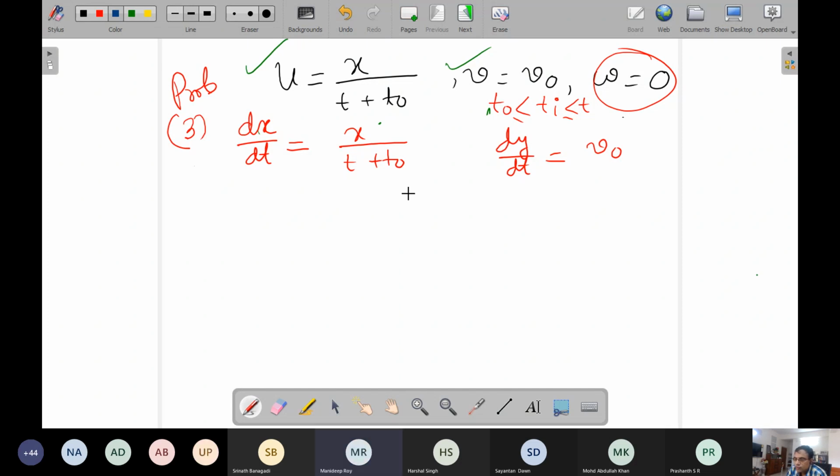Sir, T naught is variable, so we will have to eliminate T naught. No, T naught is not a variable. T naught is a specific time, right? The dye injection starts at T naught, so it is specific. Say in the morning 9 o'clock, the dye injection starts in the lab. So that 9 o'clock is T naught.